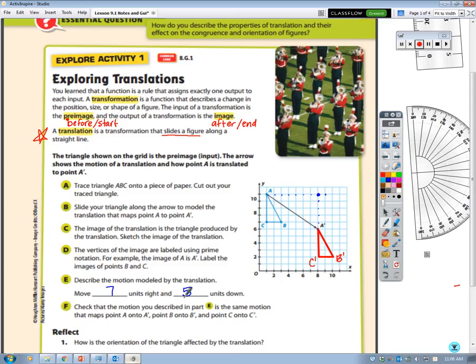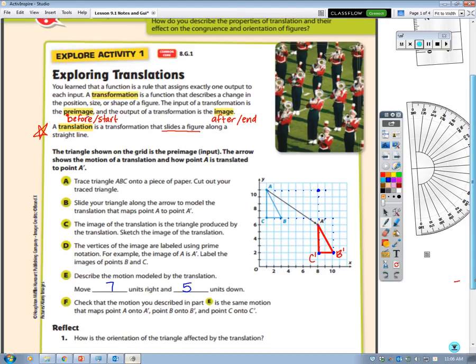Check that the motion you described in part A is the same motion that maps from A to A prime as it does for B to B prime and from point C to C prime. So B to B prime should be 7 to the right, 1, 2, 3, 4, 5, 6, 7, and 5 down, 1, 2, 3, 4, 5. And there we are. And C should be the same: 7 to the right, 1, 2, 3, 4, 5, 6, 7, and 5 down, 1, 2, 3, 4, 5. So that translation was the same for all of our points.